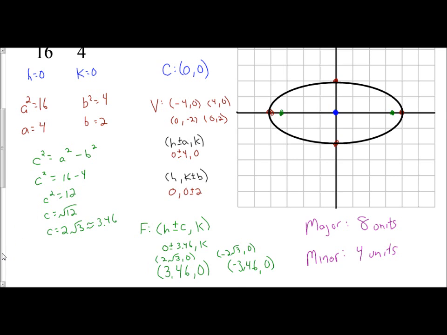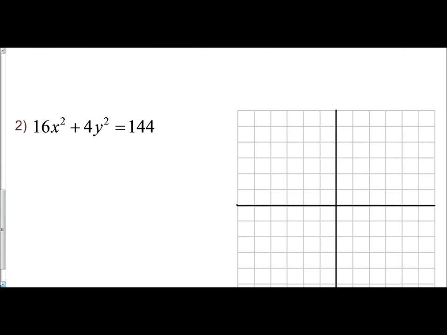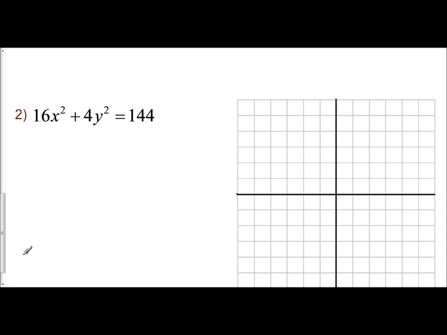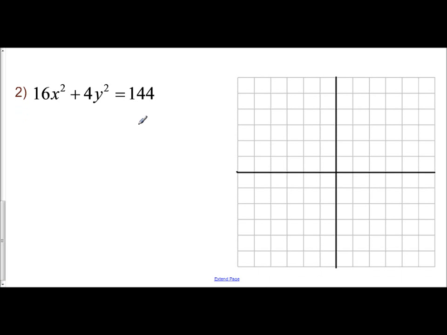Let's look at another example. X squared plus y squared now have coefficients, one of 16 and one of 4, and it's equal to 144. But we note that our standard form says x minus h squared over a squared plus y minus k squared over b squared equals 1. Well, I want this number to be 1. Right now it's 144. So the quickest way to turn it into 1 would be to divide everything by it. So I divide the left side and the right side by 144.